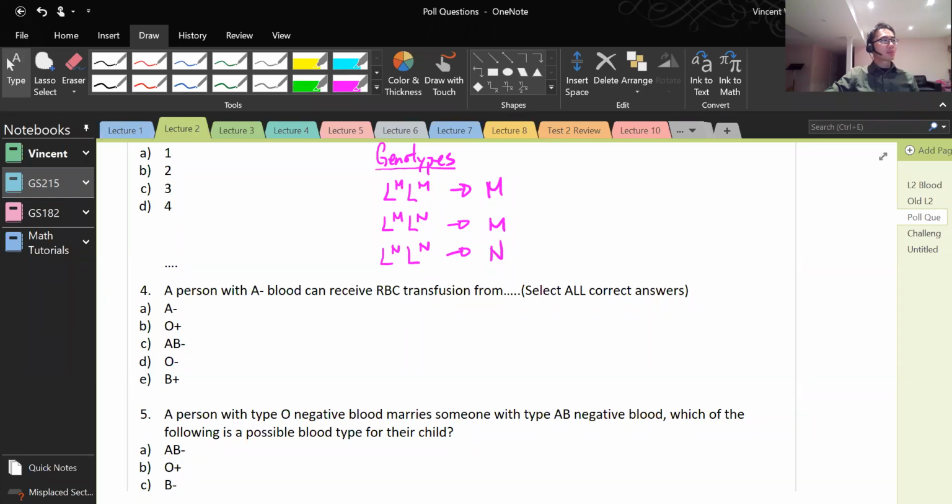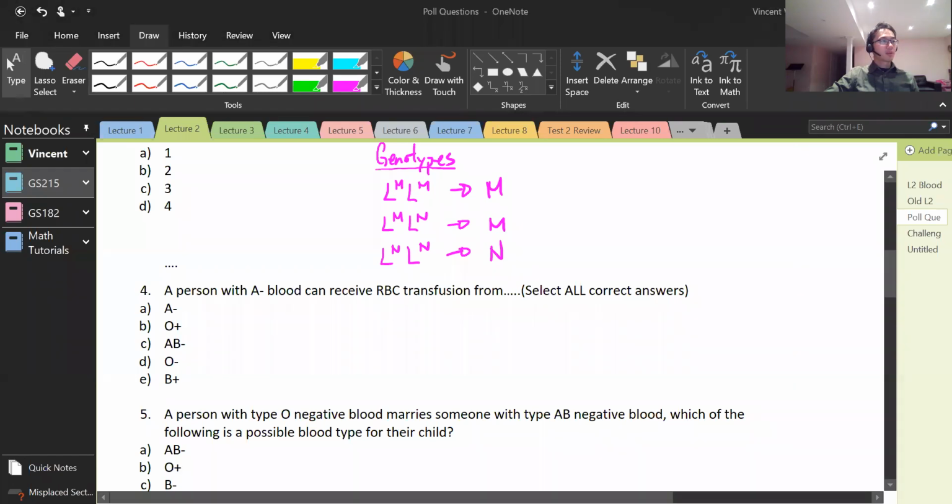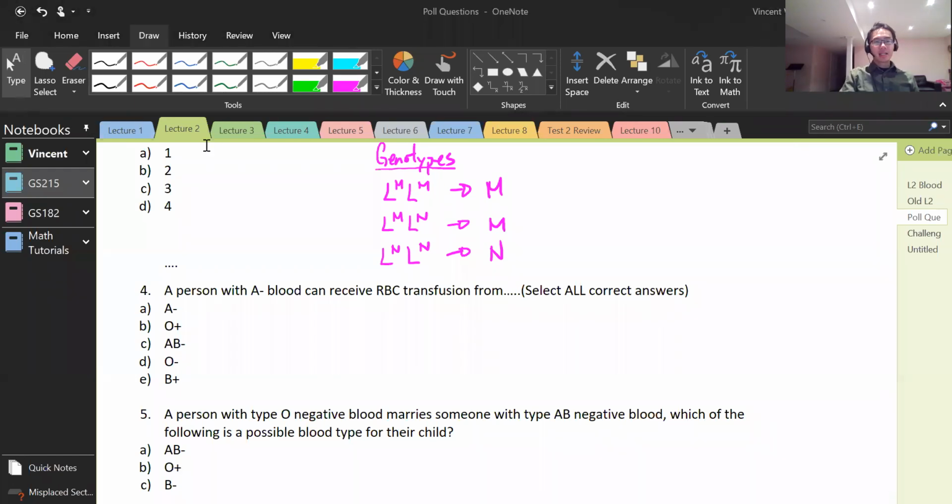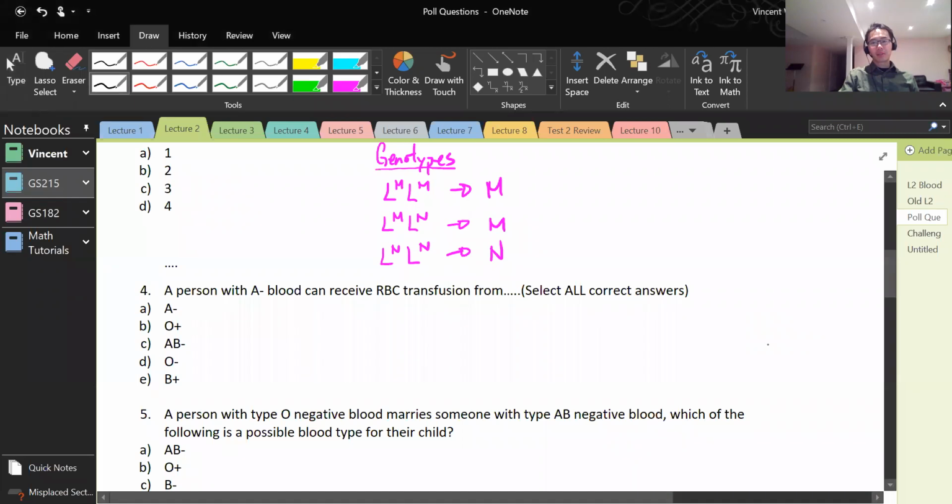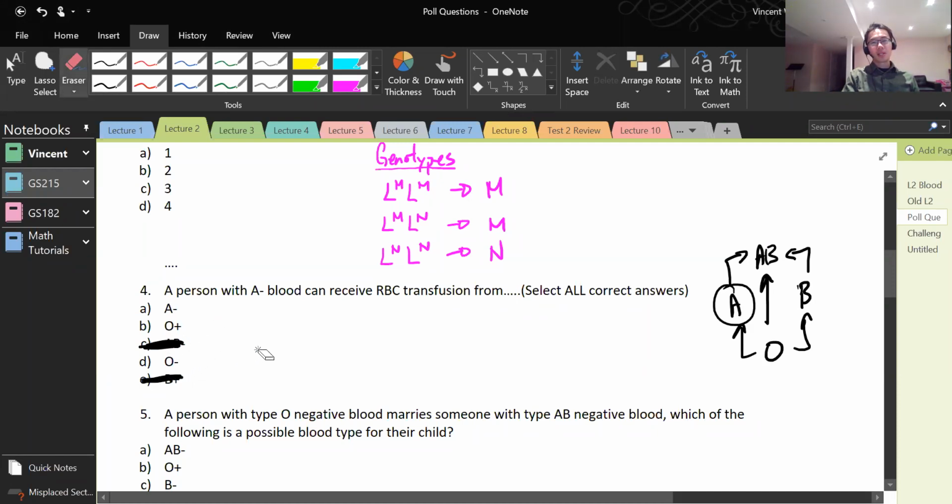Let's finish this. All right, end the poll, share the results. If you're A negative, who can you receive from? All right, so again, use this chart. If you cannot remember, you can use this full chart. If you're A, you can receive from other A's and other O's. So definitely not AB, definitely not B. You can get it from other A's or other O's. And then this is a negative person. Negative can only receive from other negatives, so not positive. The answer is A and D.